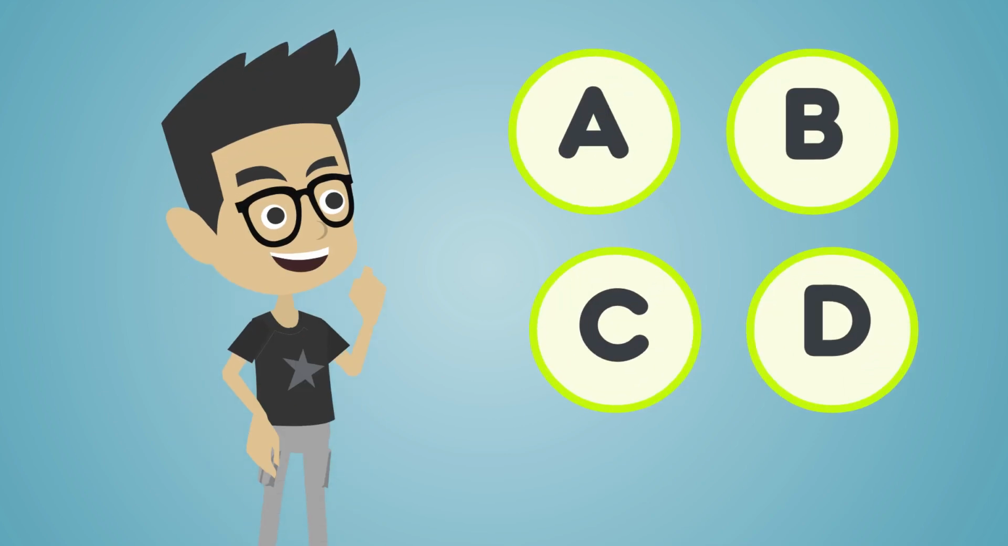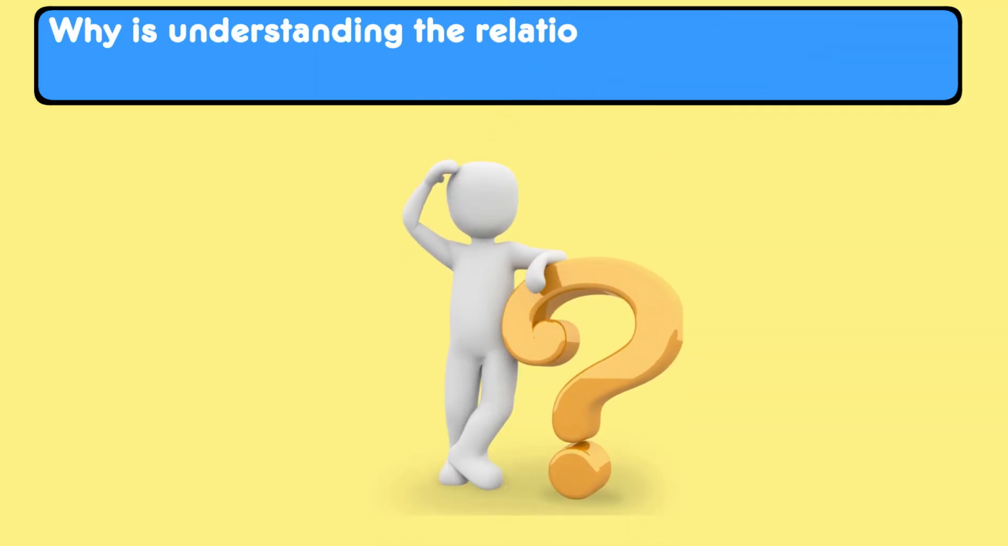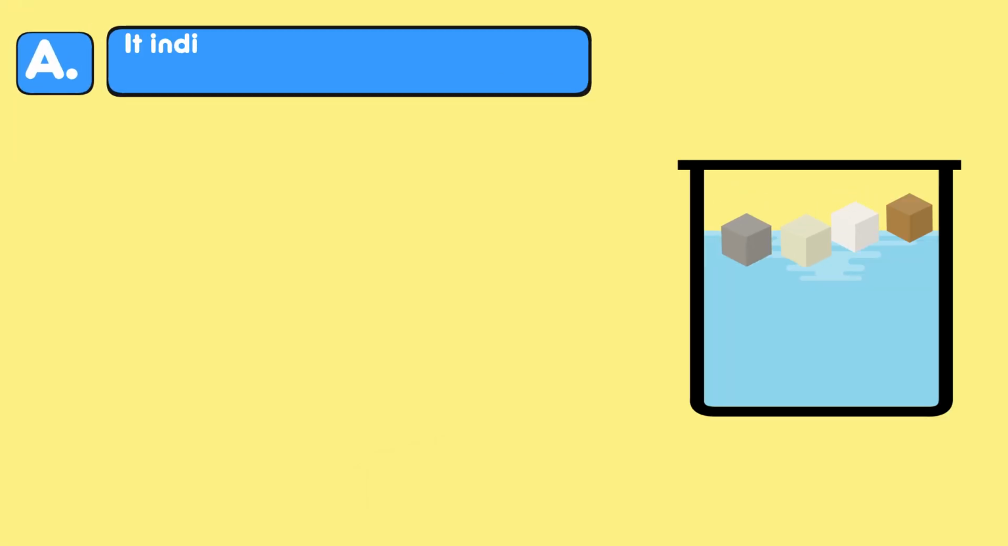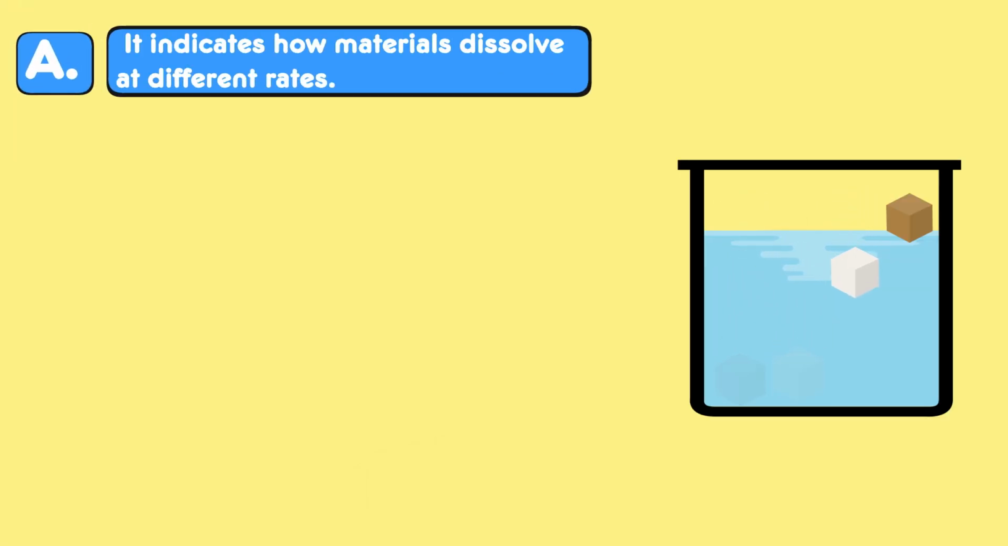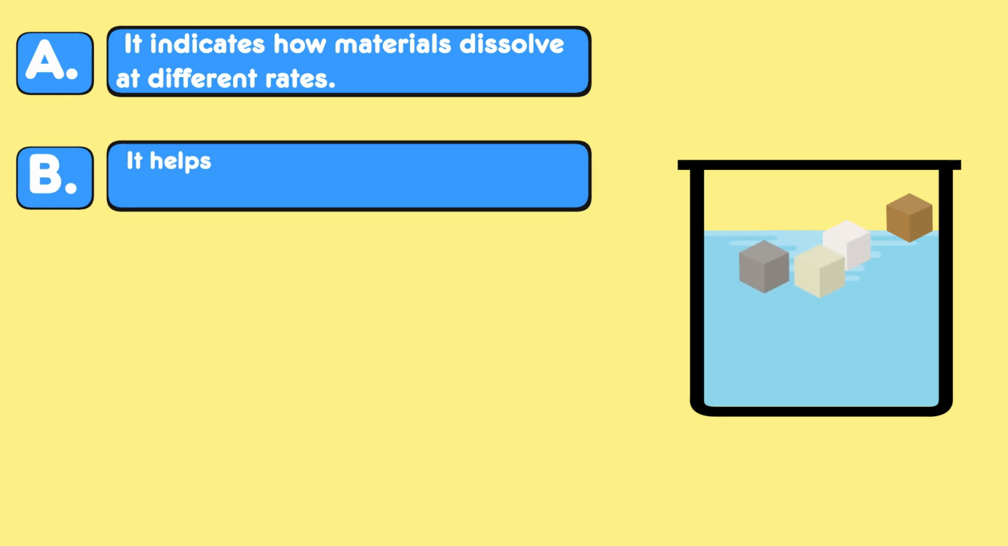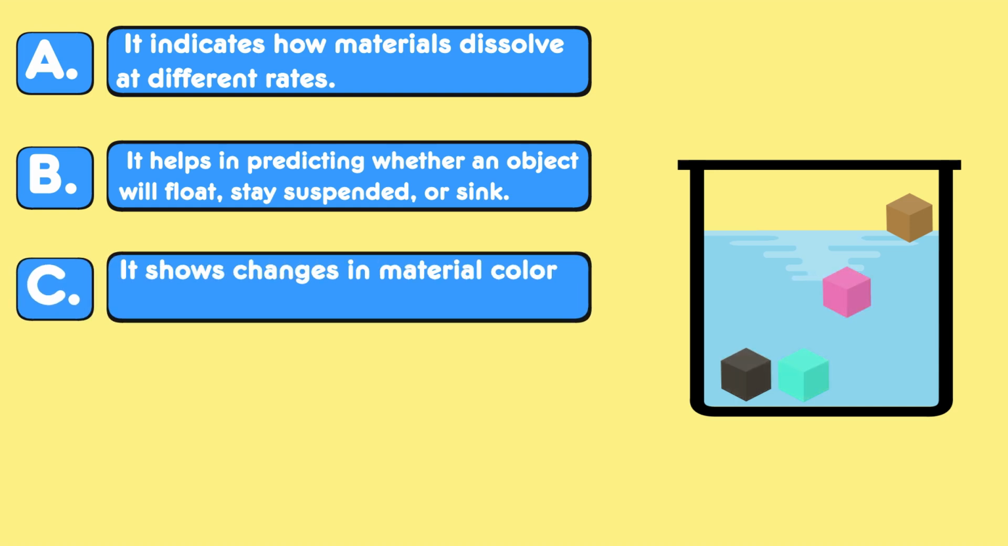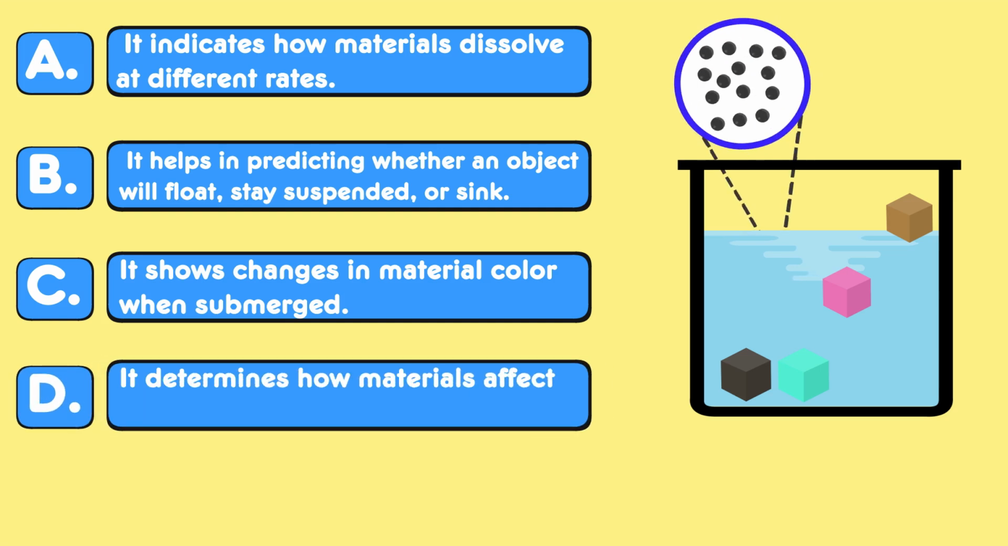Here's your question for part B. Based on your answer from part A, why is understanding the relationship between material properties and water interaction important? A. It indicates how materials dissolve at different rates. B. It helps in predicting whether an object will float, stay suspended, or sink. C. It shows changes in material color when submerged. D. It determines how materials affect water's thermal properties.